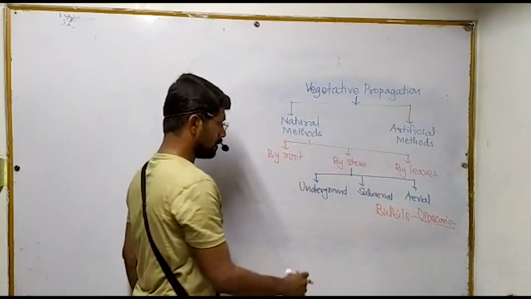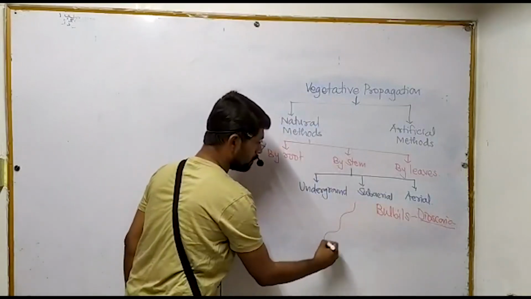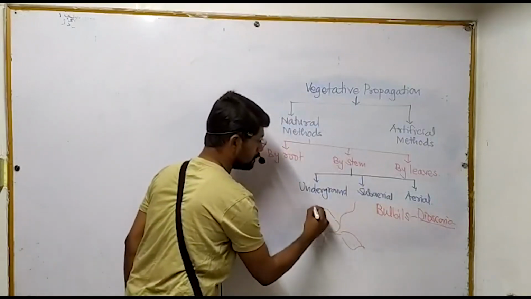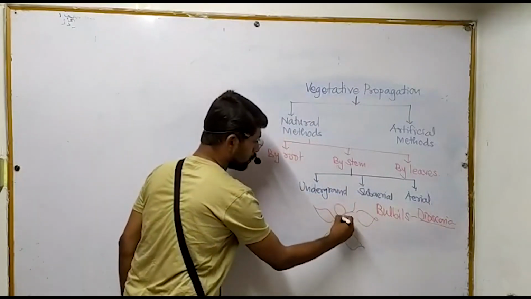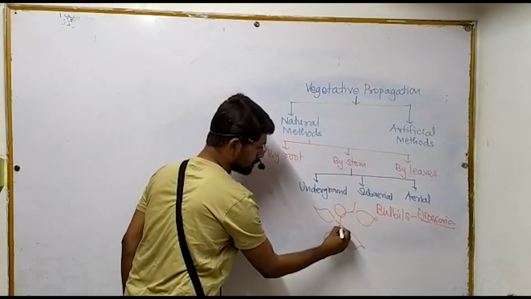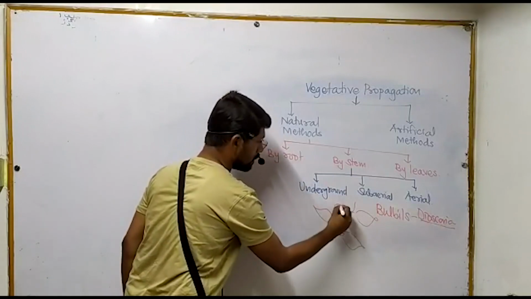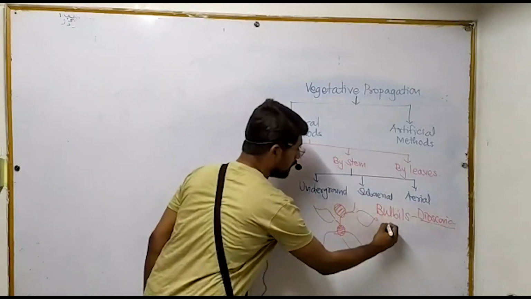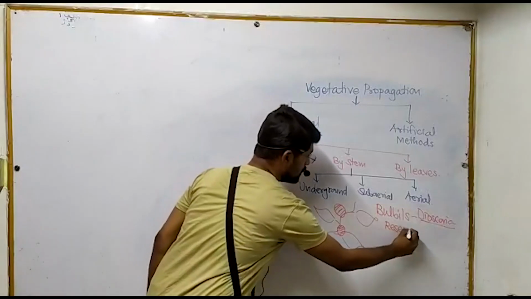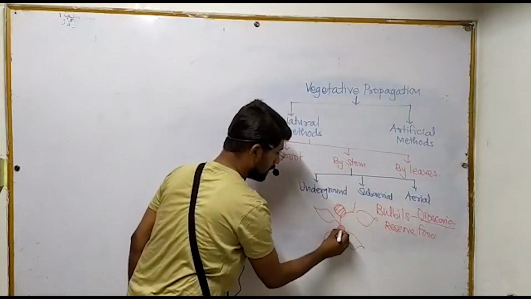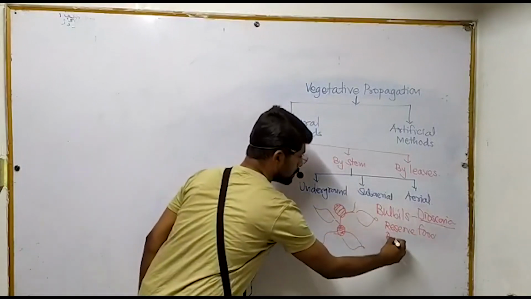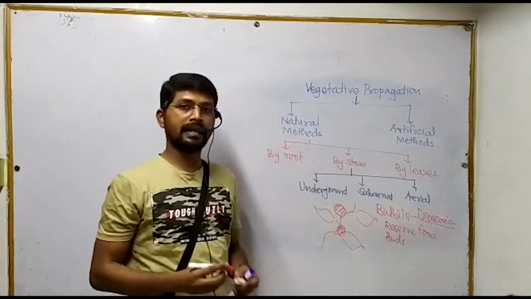This is a creeper, climber, having a weak stem. Now this climber aerially forms some axillary structures like this, and these structures are swollen. It means they have reserve food in them. Again, as they are part of the stem, they show the presence of buds. Now these are called perennating structures.